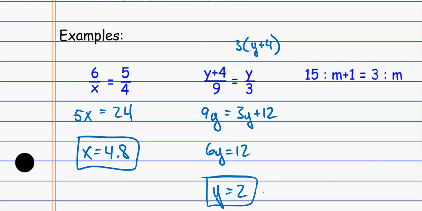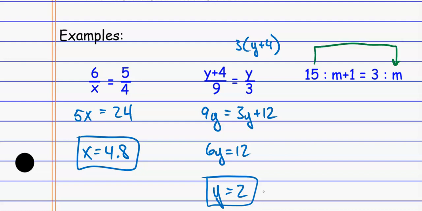Okay? And then if I look at the last one, if you're not comfortable with extremes and means and that kind of thing, we could just say, hey, let's rewrite this as a fraction. You could write that first one as 15 over m plus 1, and then write the second one as 3 over m, and then cross-multiply. But same thing, I could just do extremes and means.